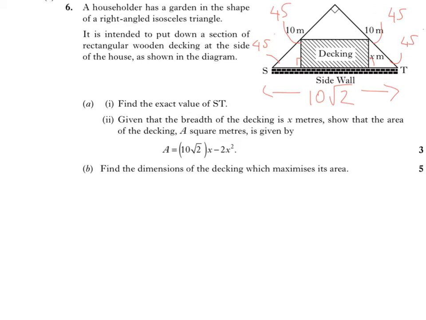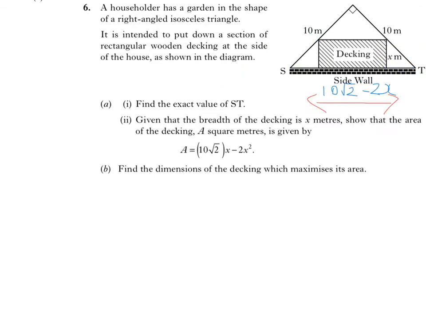Now, if that's true, which it is, the breadth of the decking is x, so this is also x, which means this is x, and this is also x, since it's an isosceles triangle. So that's got a length of x there, and that's also got a length of x. Now, to find the area of the decking, it's going to be length times breadth. I've got the breadth, which is x. So to find the length, well, that's pretty straightforward now. The length of ST is 10 root 2. I then take off x and another x, and that will give me the length of the decking, which is 10 root 2 minus 2x.